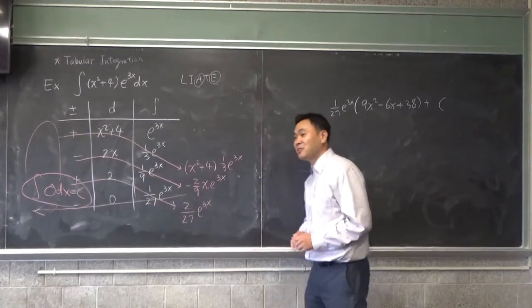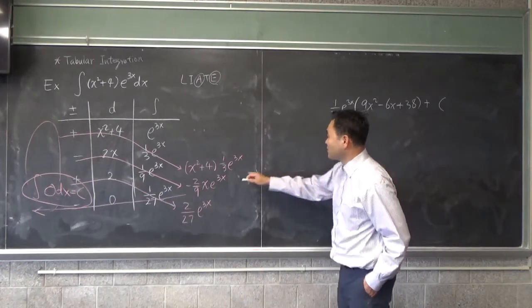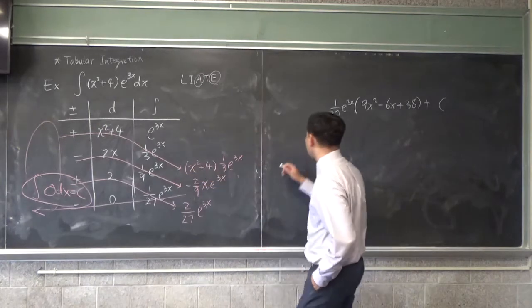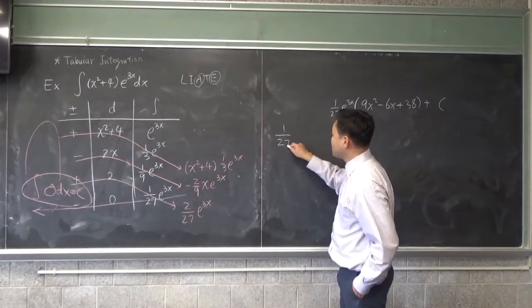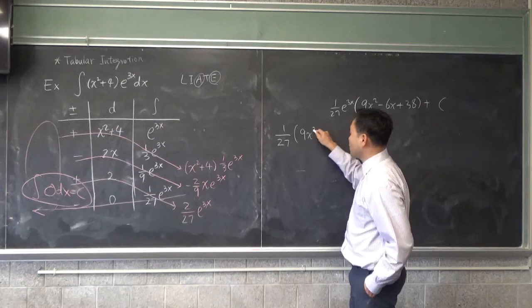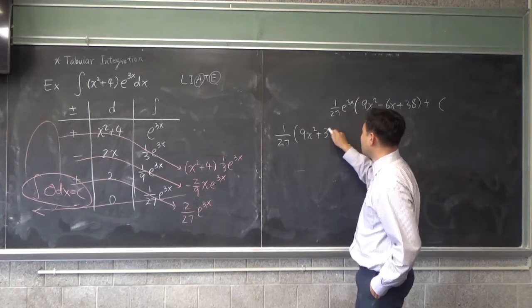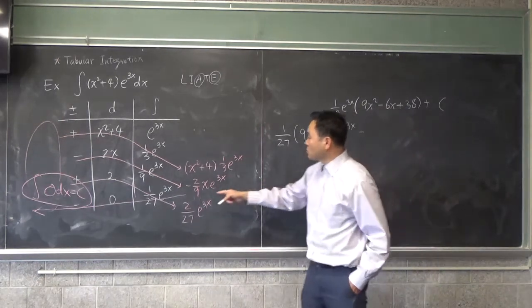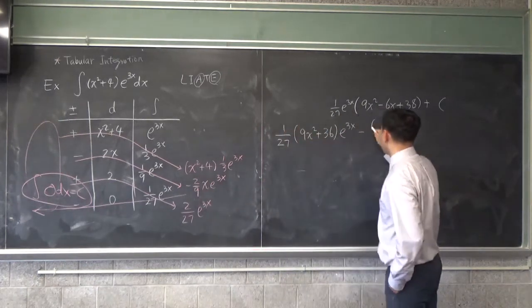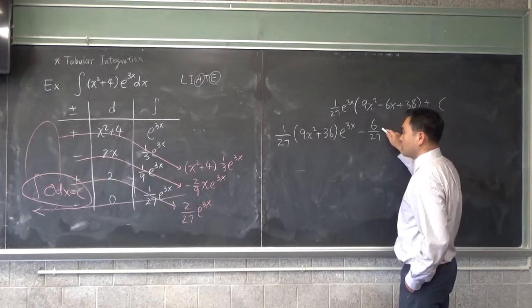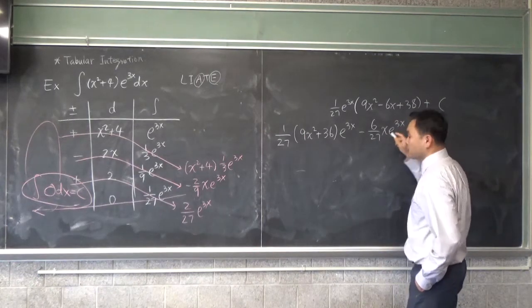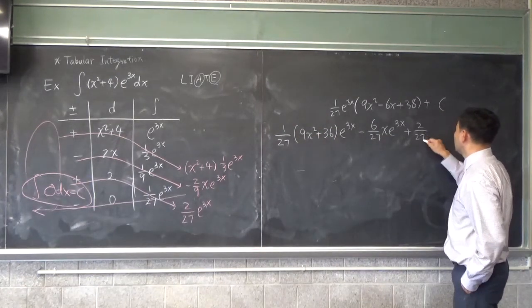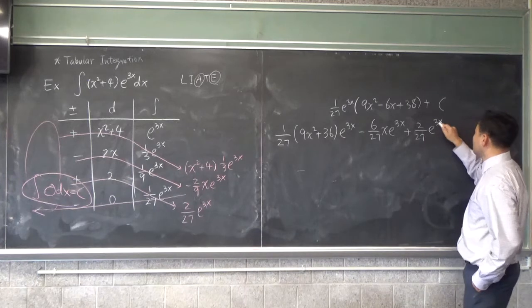Looks really simple, right? If I write this as 1 over 27, then 9 gets multiplied. So 1 over 27, 9x squared plus 9 times 4 is 36, e to the 3x. Minus, I'm going to multiply 3 top and bottom, so it's 6 over 27, x times e to the 3x. And plus 2 over 27, e to the 3x, plus c.